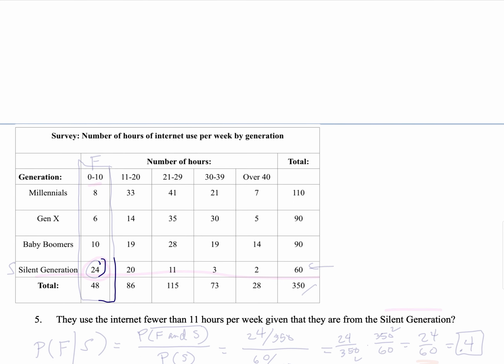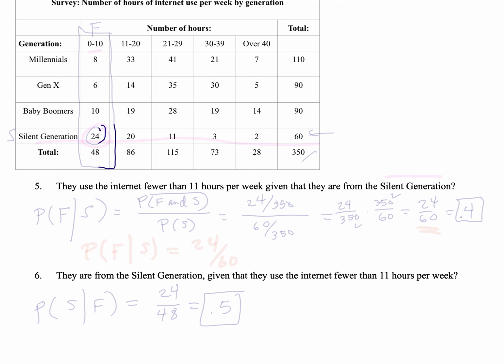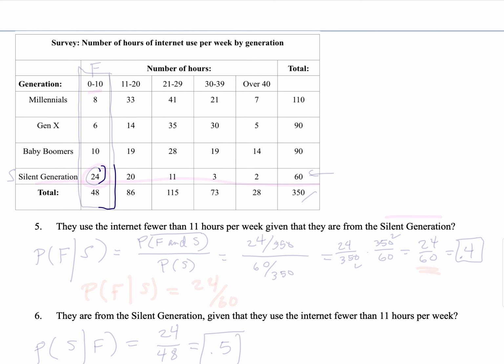All right, so moving on to 5 and 6, let's get a blank page so we can see the table at the same time. So what's the probability that they use the internet fewer than 11 hours per week, given that they are from the silent generation? Fewer than 11 hours per week, I'm going to call that event F, and I'm going to call being from the silent generation event S. So we're looking for the probability that they use the internet for fewer than 11 hours per week, given that, or knowing that, they're from the silent generation.